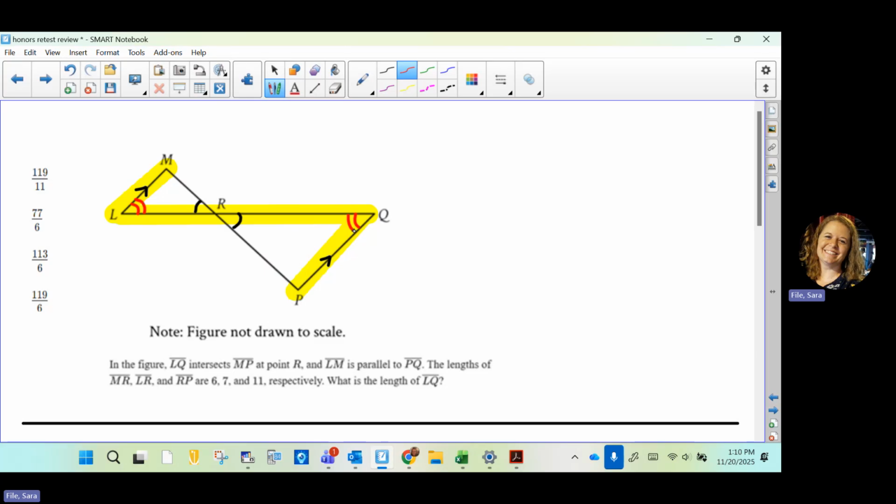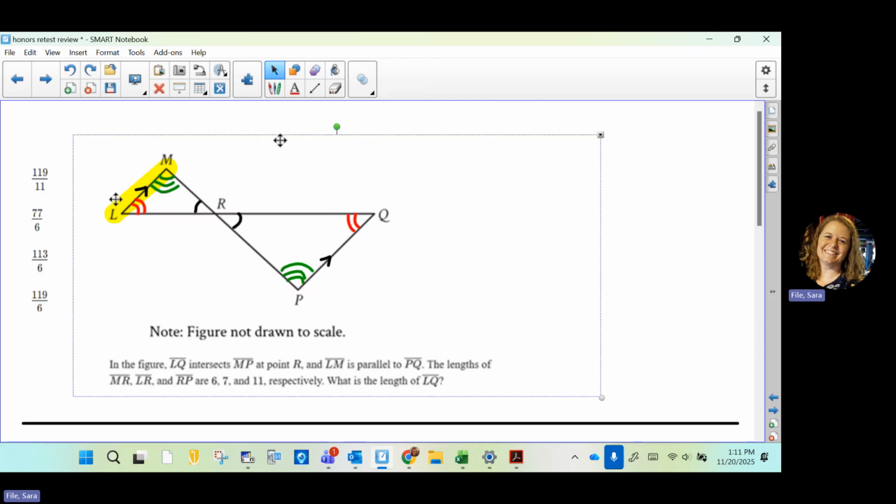Now that right there is enough information to tell me these are similar triangles by angle, because I've got two sets of corresponding angles congruent, right? I also could have viewed my parallel lines with this as the transversal, and I would have seen that that other set of angles is congruent. M and P, right? So that's why it's important that they told us about those parallel segments. All right, so I've marked that up.